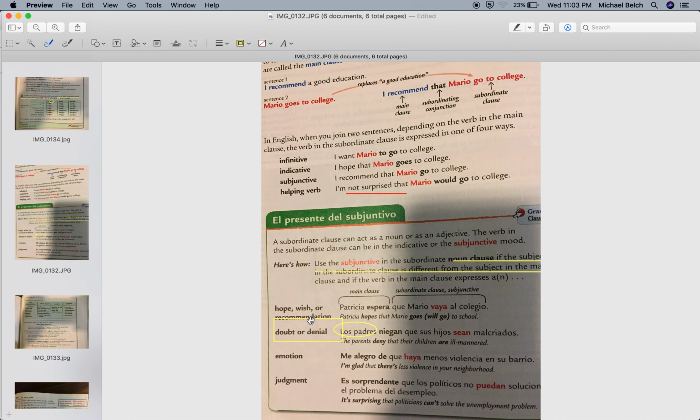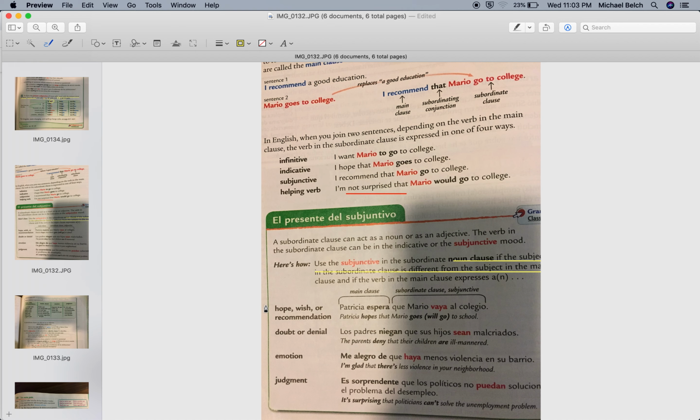So they are doubting or denying it. If we're saying that the parents do believe that the kids are ill-mannered, this is no longer subjunctive because it's not uncertain. It's just a statement of fact. They do believe that their kids are ill-mannered. So it's doubting or denying. Los padres no creen, they don't believe. Los padres no creen que sus hijos sean malcriados. All right?